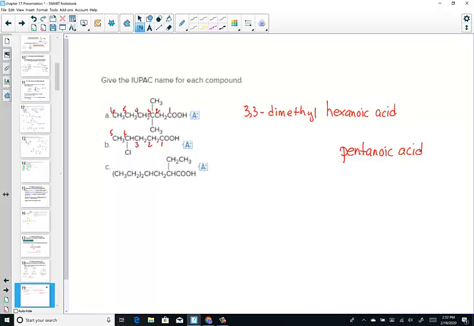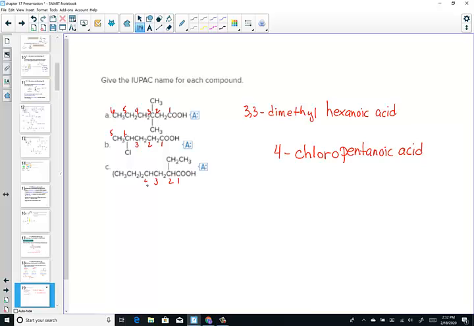What else do we see? Oh, I see a substituent branch. I would see at carbon 4, we have chloro. 4-chloropentanoic acid. Doing well? Let's keep going.